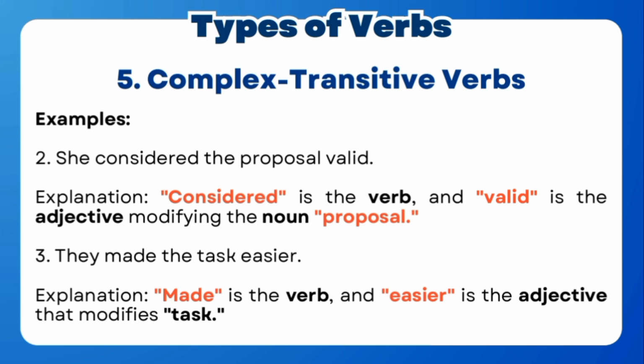Now take note that complex transitive verbs add depth to sentences by combining actions with descriptive details. Again, in the given example, he found the movie boring. Found is the action, and boring describes the movie, adding more context and meaning.